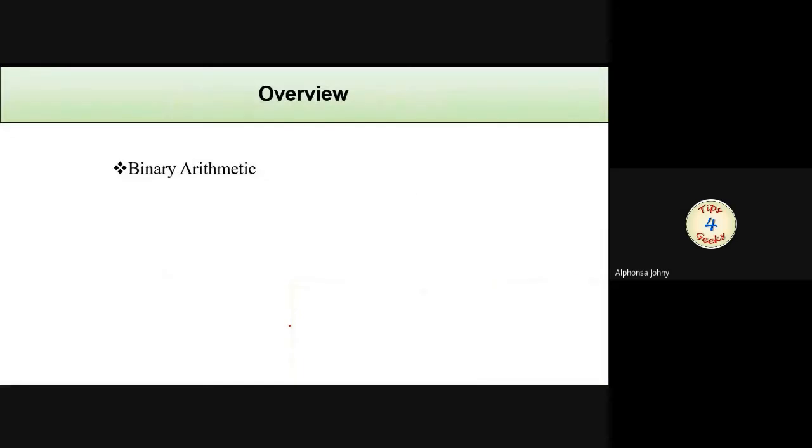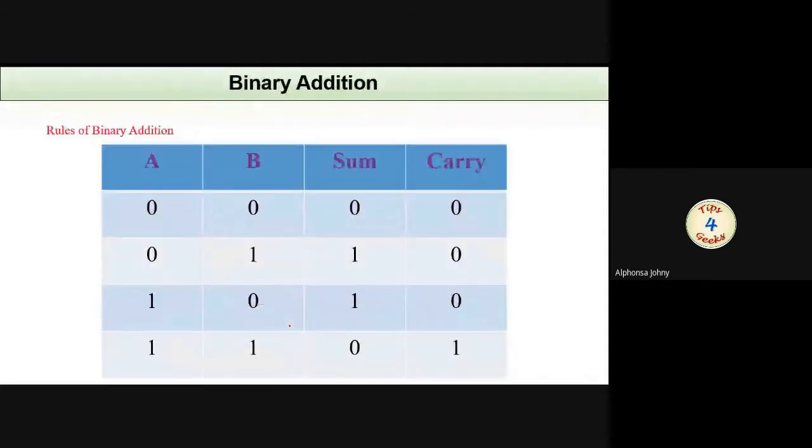This lecture is about binary arithmetic, that is binary addition, subtraction, division, and multiplication. First, we will see binary addition, that is how we can add two or more binary numbers. This slide gives the rules for binary addition, where A and B denote the two bits which we are adding together, sum denotes the result, and carry denotes whether a carry is generated as a result of addition.